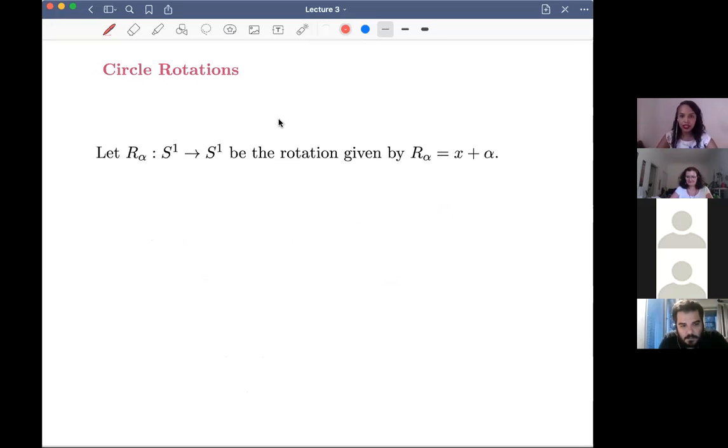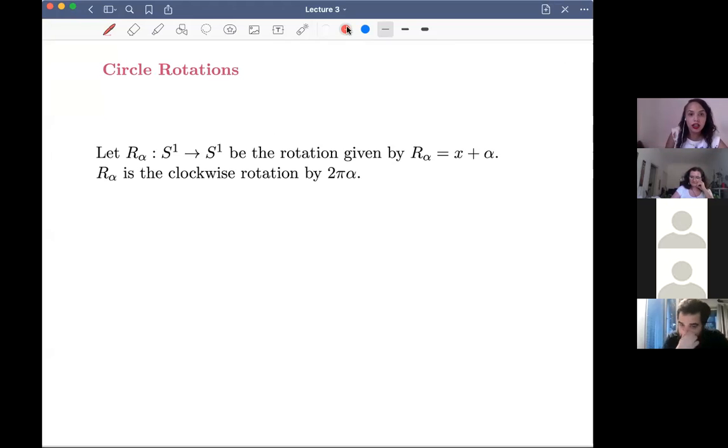So let's see this nice example, the circle rotations. You have a rotation by the angle alpha. You can think of the circle as R quotient by Z, for instance, and you write it in this notation as the sum x plus alpha, but what you are doing is a clockwise rotation by 2 pi alpha.